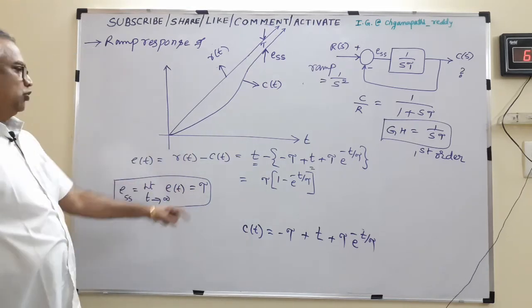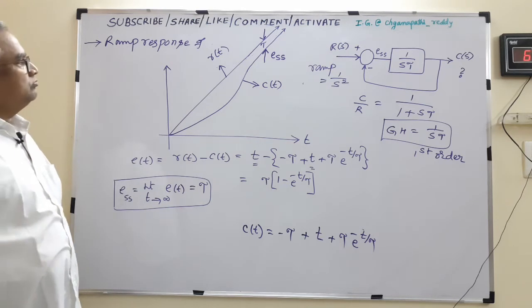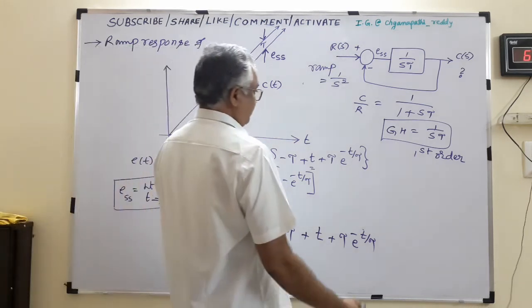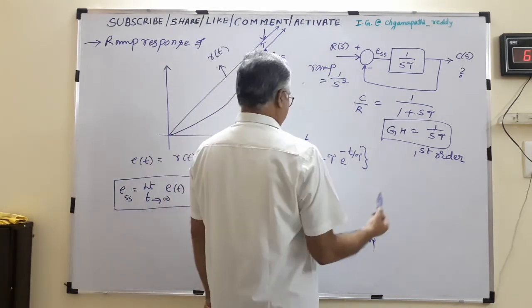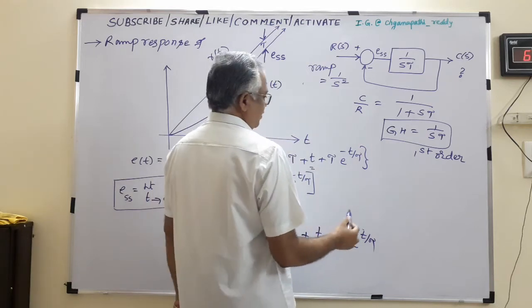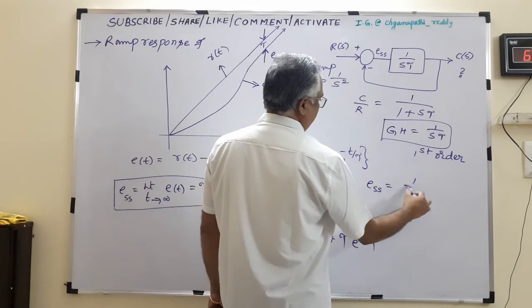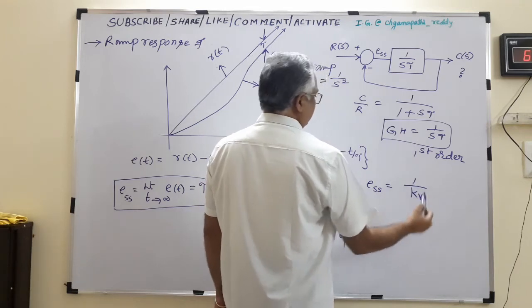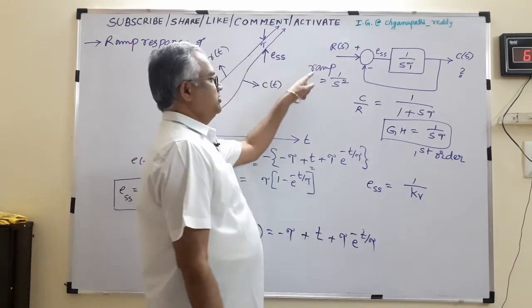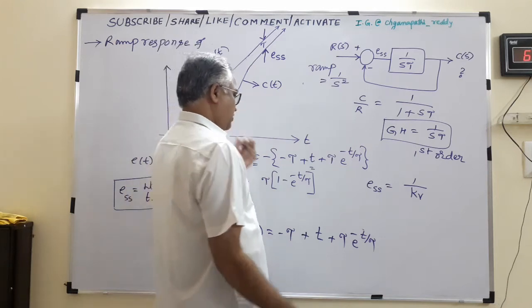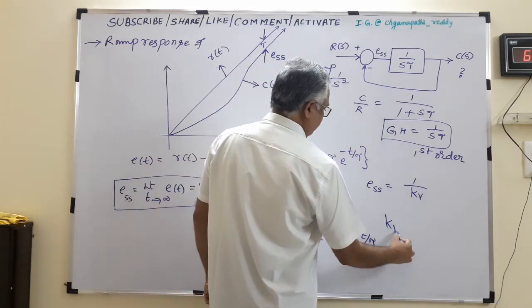Graphically we got tau. Let us prove mathematically using the formula. What is the formula? Steady state error is equal to 1 by kV. We are using kV because the input is ramp. But what is kV?